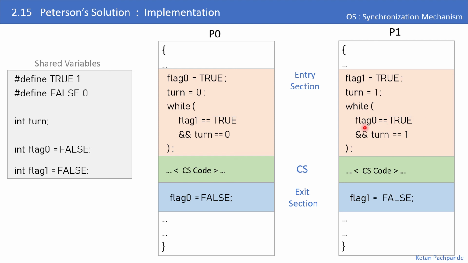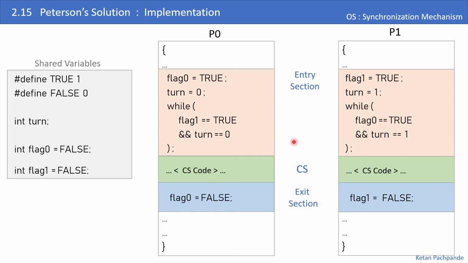Alright, flag 0 is equal to true, and is it my turn? Turn is equal to 1. If both the conditions are true, then it has to wait. Otherwise, if any of the conditions is false, this loop is going to break. And in the exit section of P1, it says that flag 1 is equal to false, and that's how, depending on this flag 1's false value, the process P0's loop is going to break.